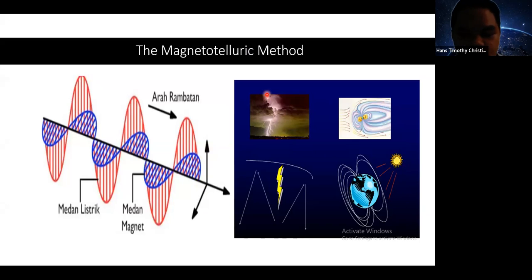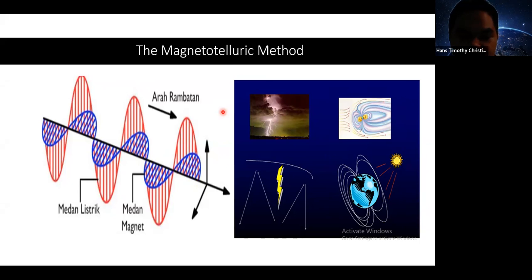The Magnetotelluric method. The MT method is a sounding method that passively measures natural electromagnetic, or EM, waves. The magnetotelluric method has a penetration range which is deeper than the electromagnetic method. The MT method can determine the distribution of rocks and layers below the surface by looking at the value of resistivity, or resistances.